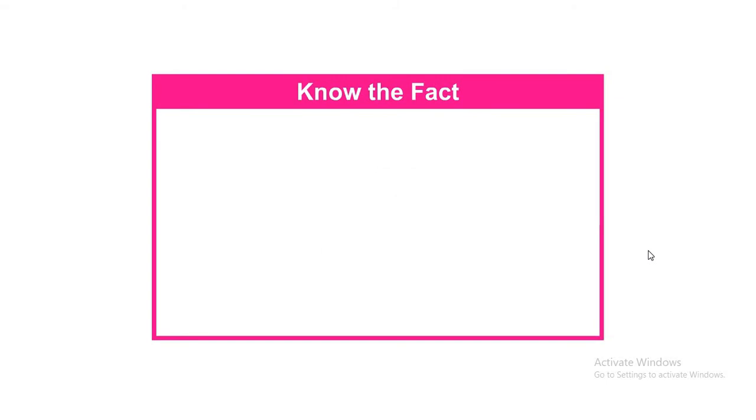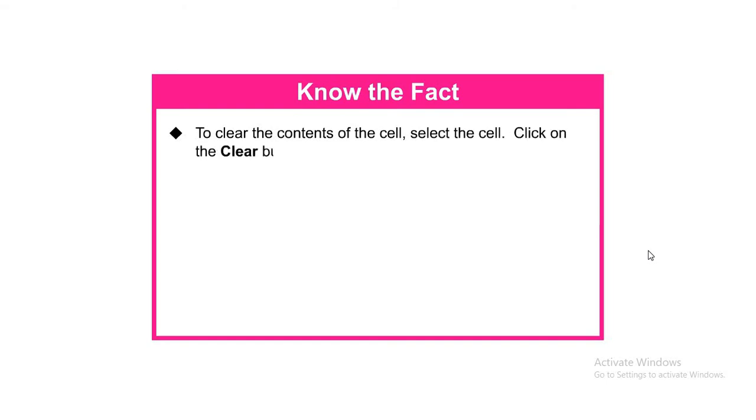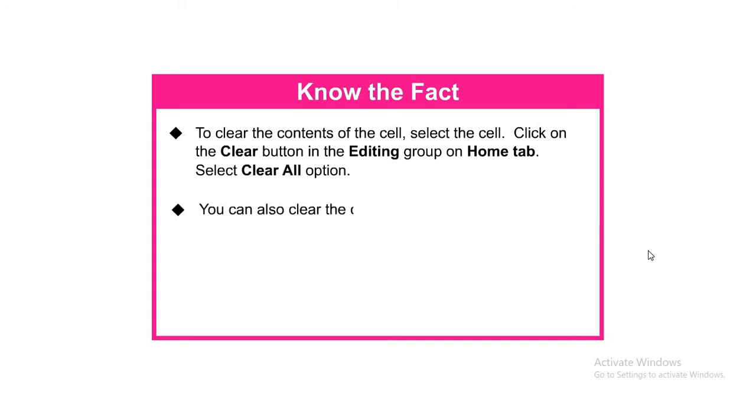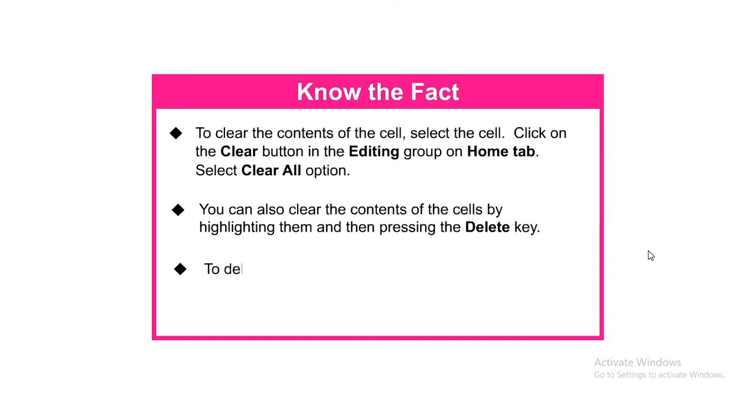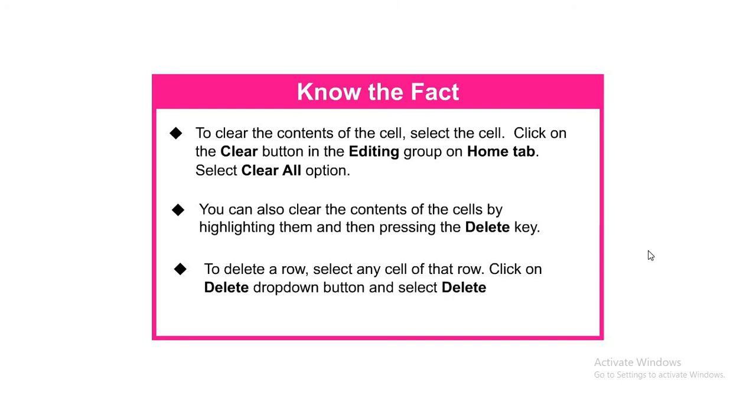Let me share a few facts with you. To clear the contents of the cell, select the cell, click on the Clear button in the Editing group on Home tab. Select Clear All option. You can also clear the contents of the cells by highlighting them and then pressing the Delete key. To delete a row, select any cell of that row. Click on Delete drop-down button and select Delete Sheet Rows option from the drop-down menu.